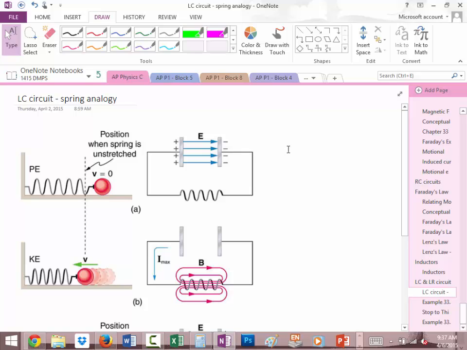So you've got this charged capacitor, and everything's happy. I close that switch. That's like letting the mass go. It's going to get to a spot right here where you've got a maximum current, which means you've got this B field going on, and that B field is going to cause an induced current the other way.